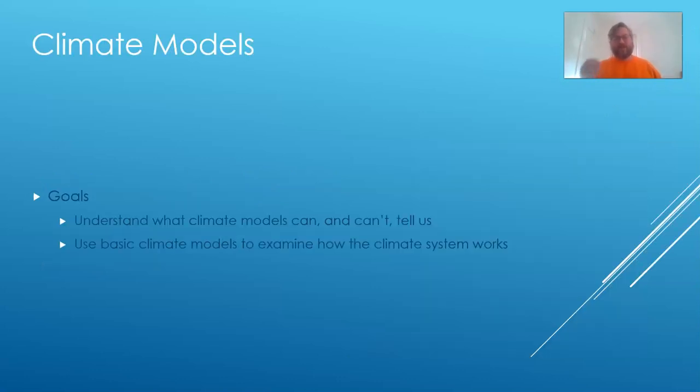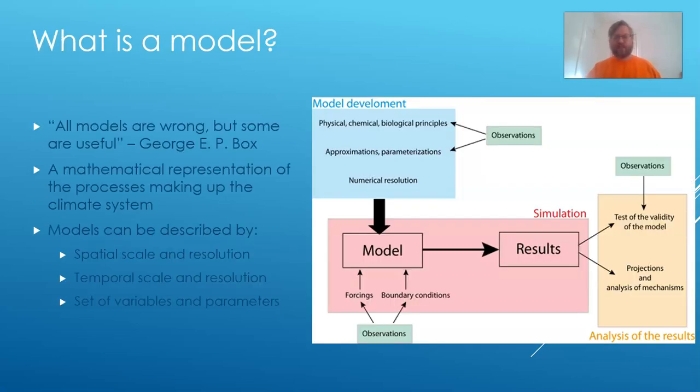So our goals for this lesson are first to understand what climate models can and can't tell us, right? What kind of information can we get from these models? And then how to use some basic climate models to examine the Earth's climate system. So let's start off by asking, what is a model? We can think of a model as a mathematical representation of the processes making up the climate system.